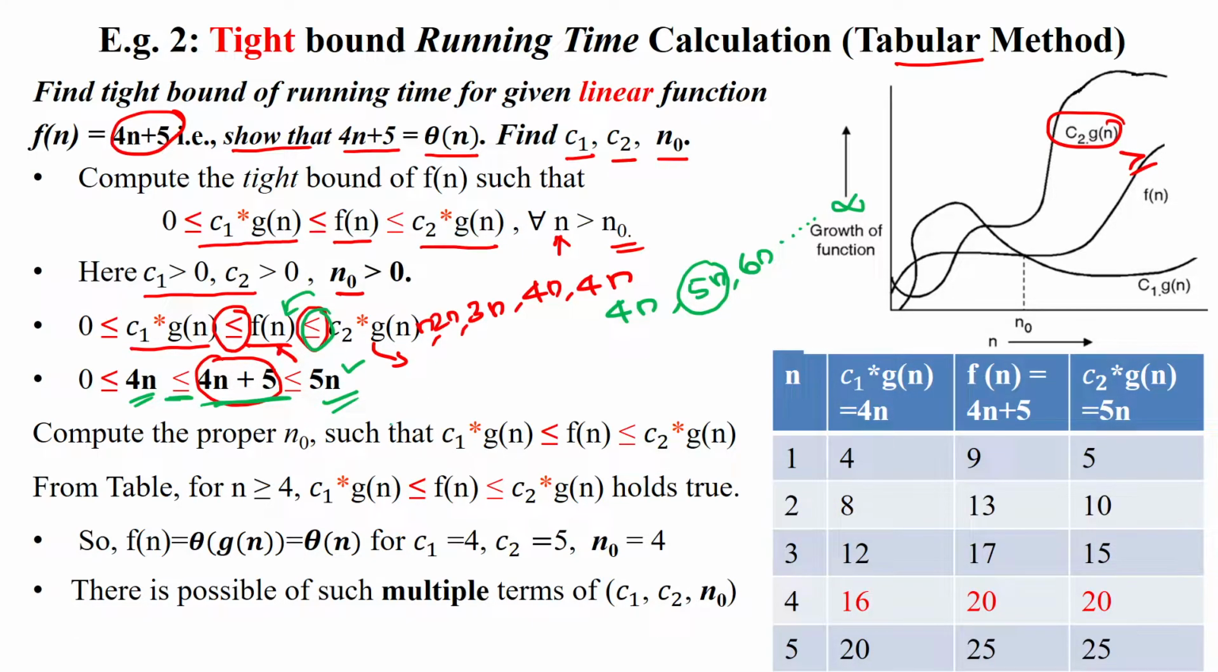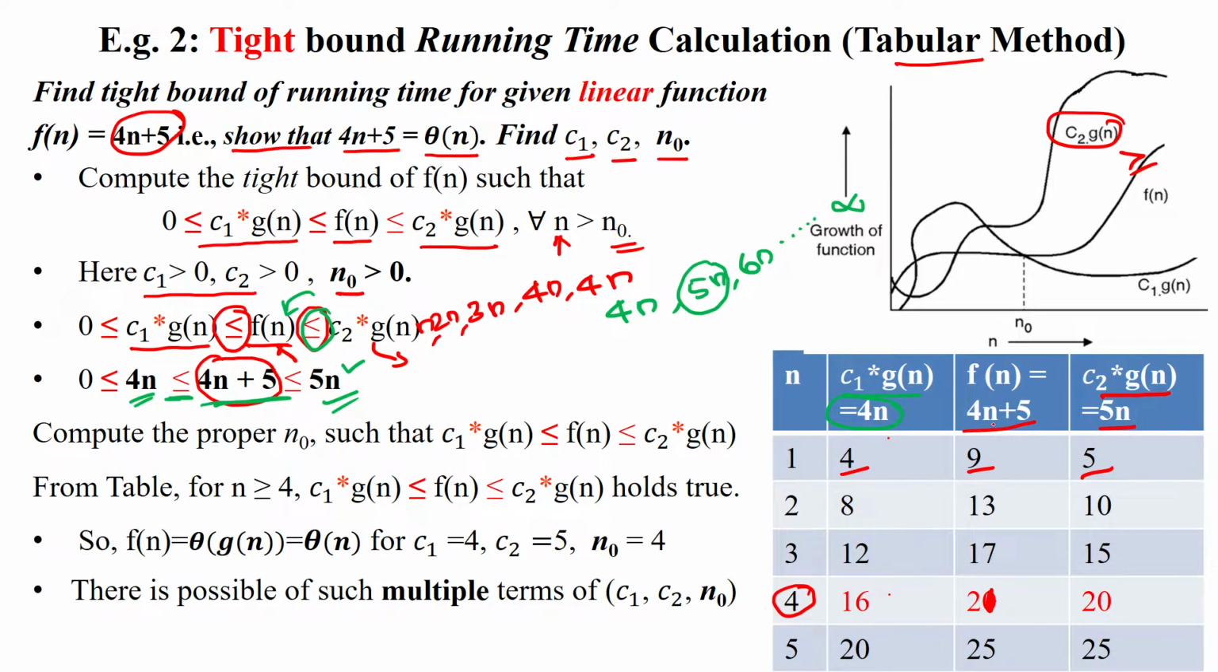5n is considered. So now we will form the table: c1 into g of n is 4n and f of n is 4n plus 5. Then c2 into g of n is 5n. We will start from n0 equal to 1. Taking n equal to 1 means 4 into 1 is 4, then 4n plus 5 is 4 plus 5, 9, and here 5. When you're substituting the values, when n equal to 4, 4 into 4 is 16, then 4n plus 5 is 16 plus 5, which is 21.